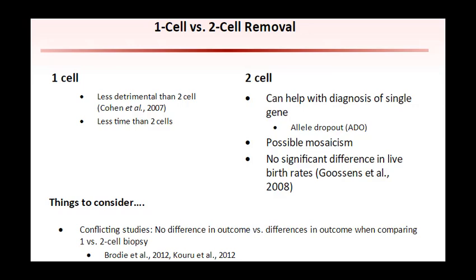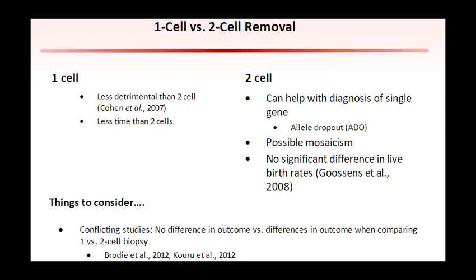As previously mentioned, there are reports examining the effects of the removal of 2 cells during cleavage-stage biopsy. The removal of 1 cell appears to be less detrimental than the removal of 2 cells. However, a randomized controlled trial demonstrated that although blastocyst formation was significantly higher when only 1 cell was removed, there was no significant difference in live birth rates whether 1 or 2 cells were removed.